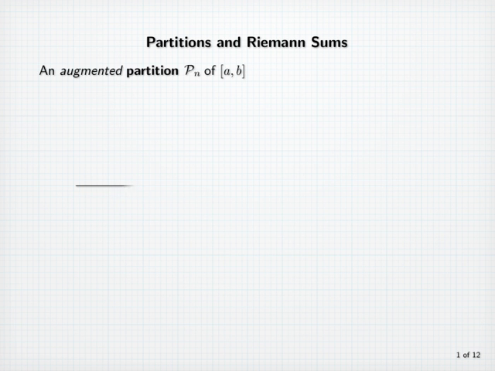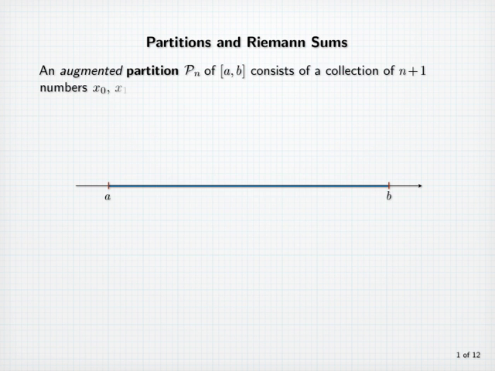An augmented partition, P sub n, of the closed interval AB consists of a collection of n plus 1 numbers, x0, x1 through xn, where x0 equals A, xn equals B, and x0 is less than x1, is less than x2, and so on. Notice that this collection of numbers divides the interval AB into n subintervals.